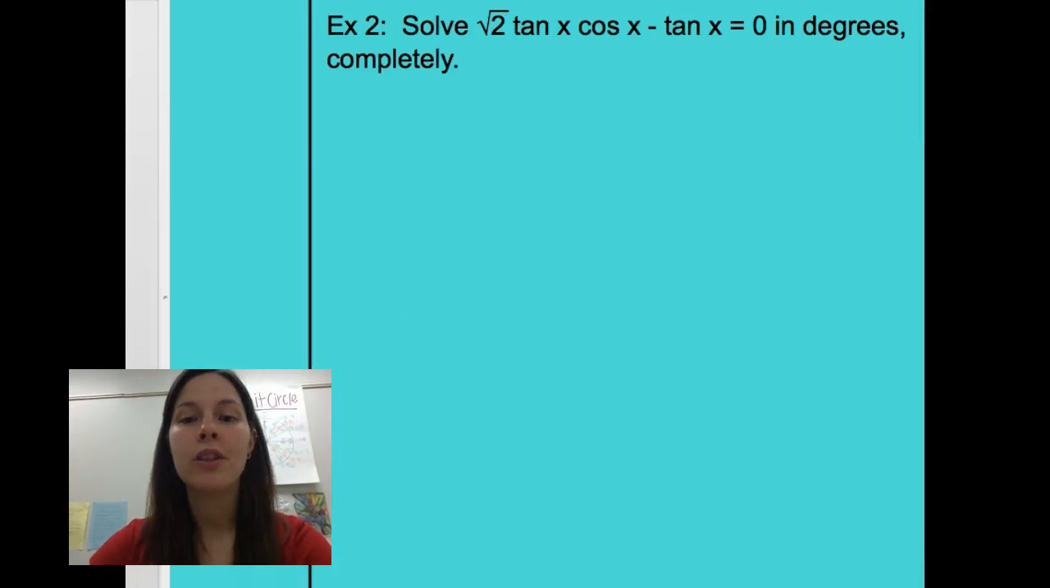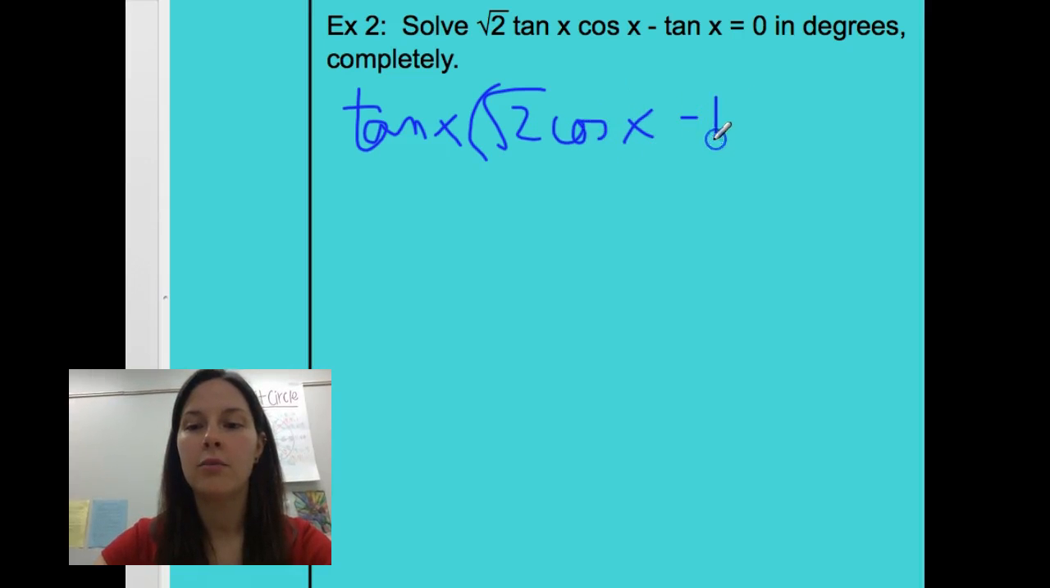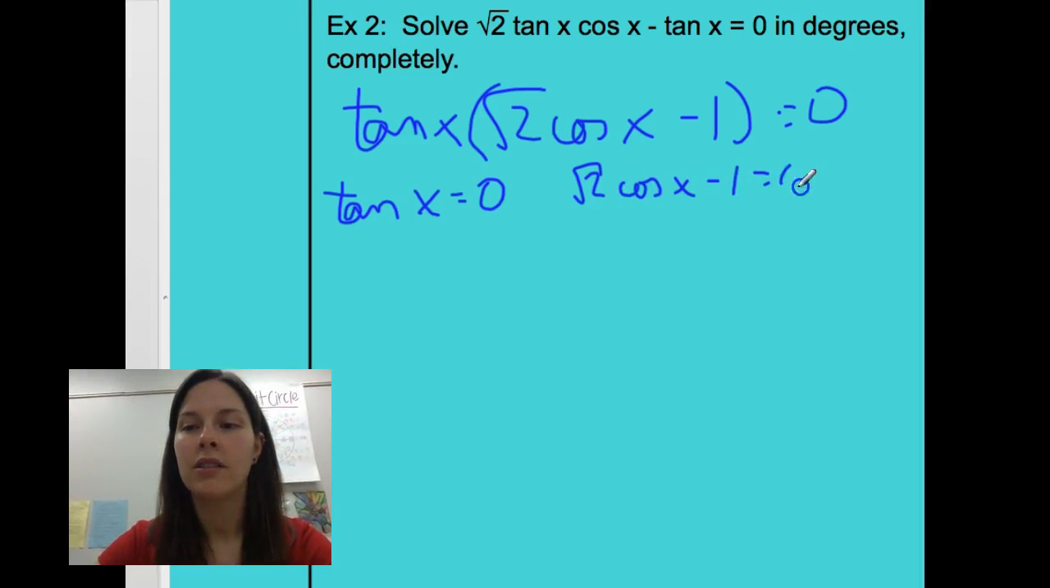Again, we have those two functions, so we're going to factor out that tangent, leaving us with the square root of 2 times cosine x minus 1 equals 0. So setting each piece equal to 0, we're looking for where tangent is 0. And we're also looking for where the square root of 2 cosine x minus 1 equals 0.